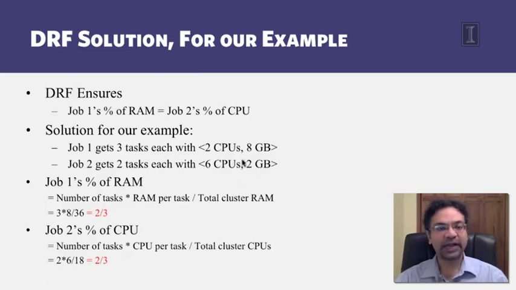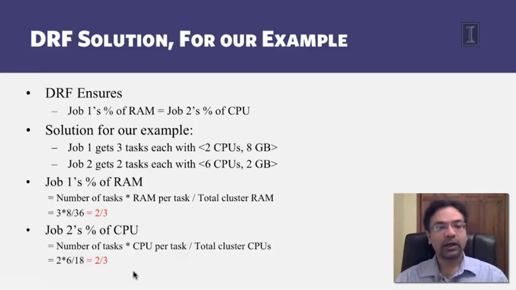Let's ensure that this actually satisfies the DRF fairness rule. So job 1's percentage of RAM is the total number of tasks given to job 1 times the amount of RAM per task, that's the total RAM to job 1, the numerator, divided by the total cluster RAM. So the number of tasks it gets is 3 times 8 gigabytes per task divided by 36 gigabytes, that's 2 by 3. Let's do a similar calculation for job 2's dominant resource, which is CPU. The number of tasks given to job 2 is 2, the CPU per task is 6 CPUs, divided by the total number of cluster CPUs, which is 18. So that's 2 times 6 by 18, which is also 2 over 3.